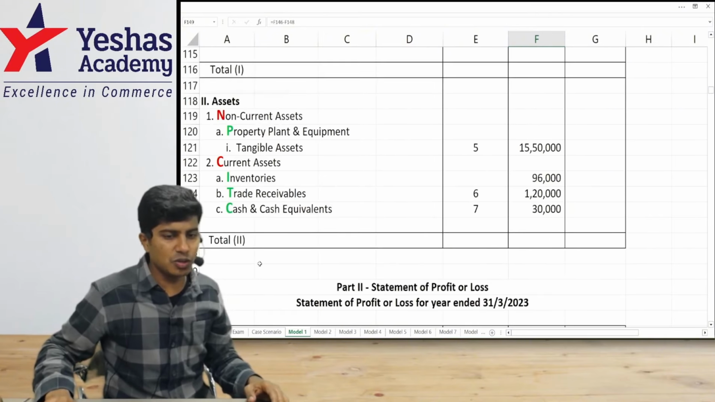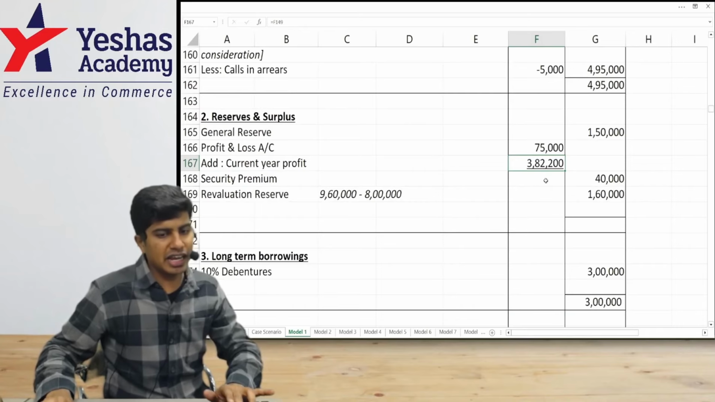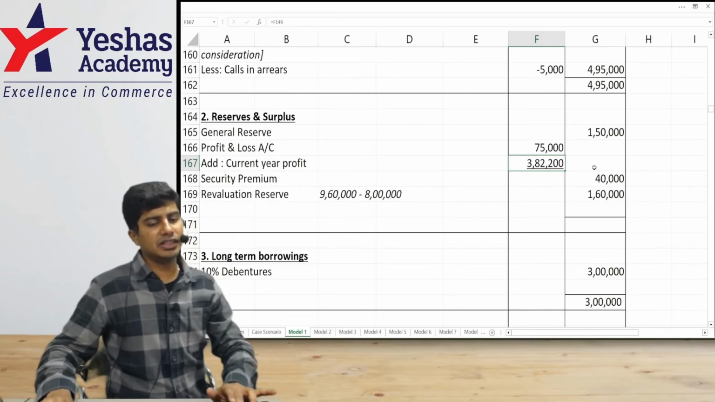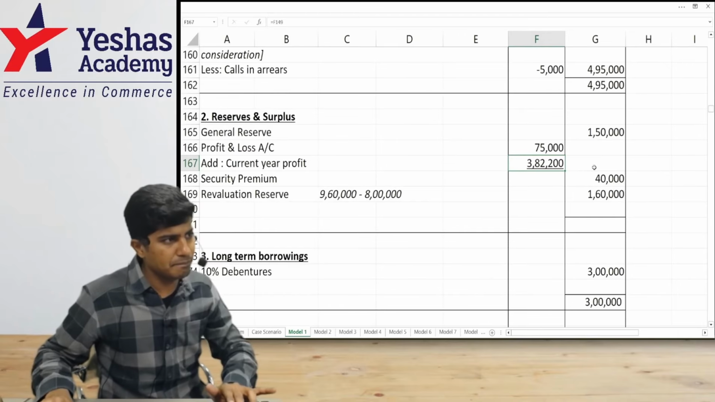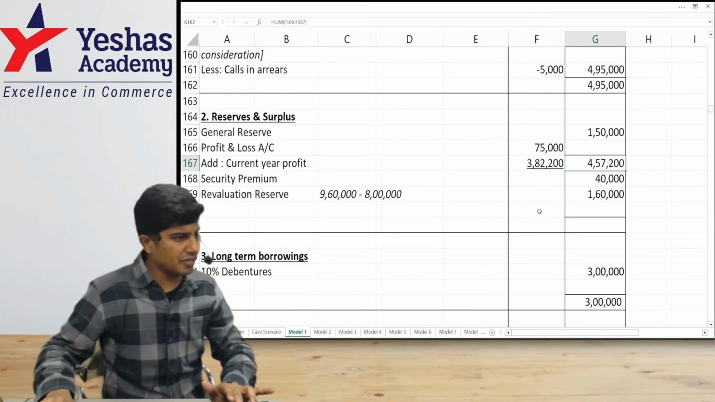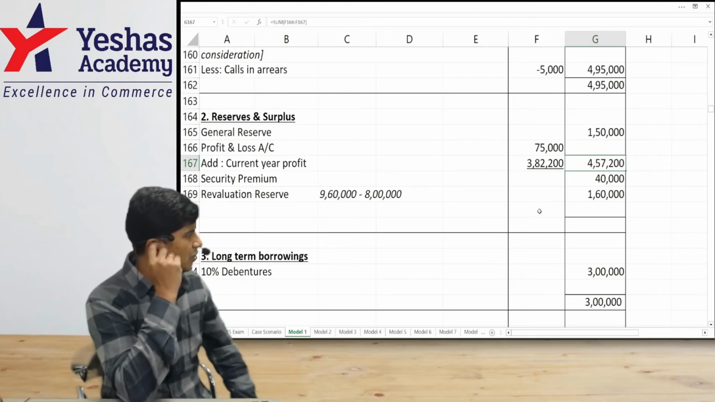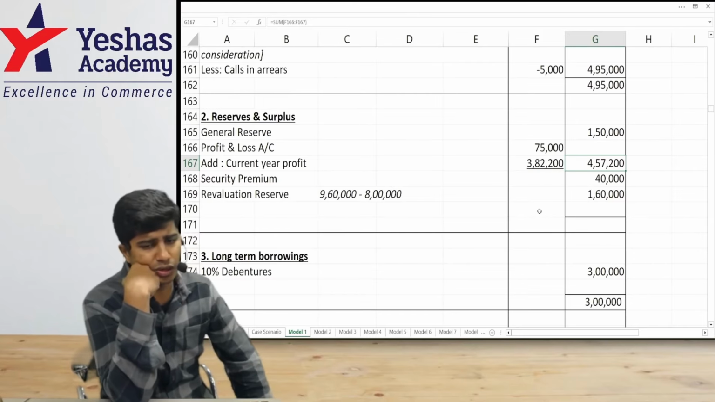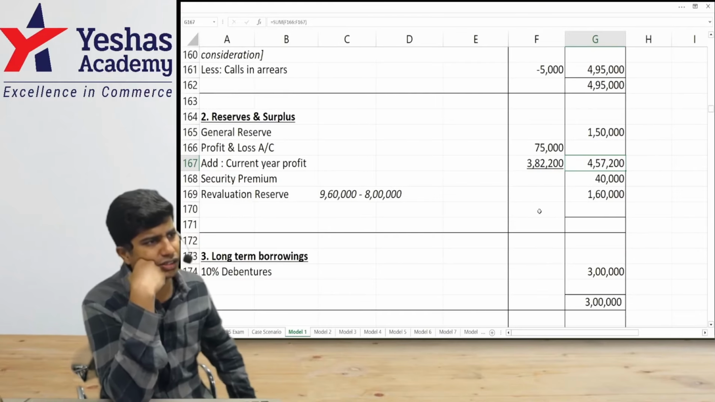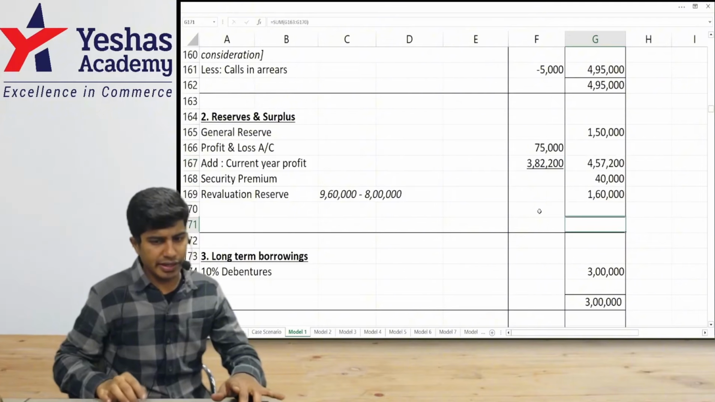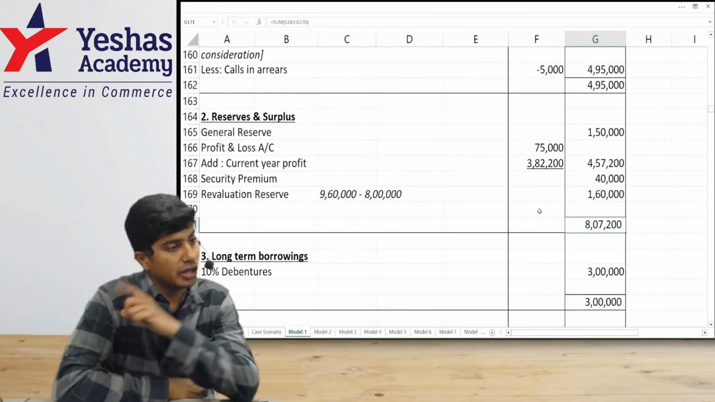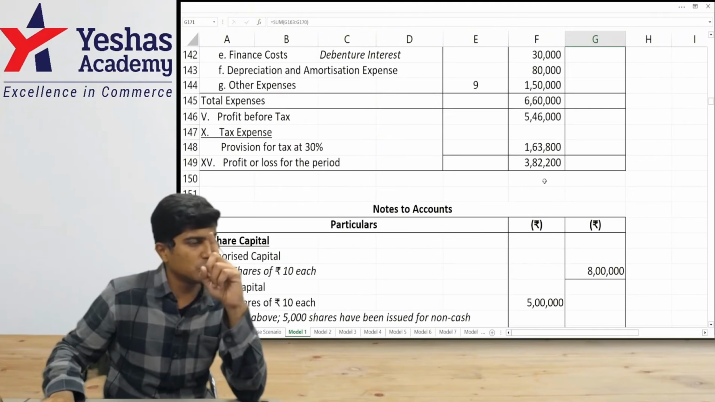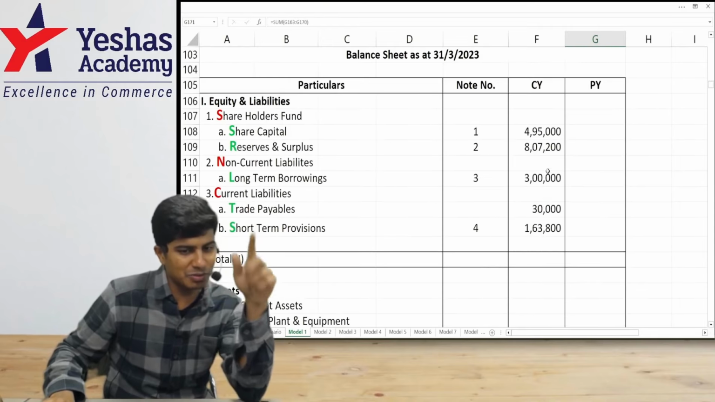This 3 lakh 82,200 will be added to reserves and surplus. Add them. 3 lakh 82,200 plus 75. 4 lakh 57,200. Take the total 150, 457,200, 40 and 160. 8 lakh 7,200. 8 lakh 7,200 to go to balance sheet, which I already wrote by mistake.